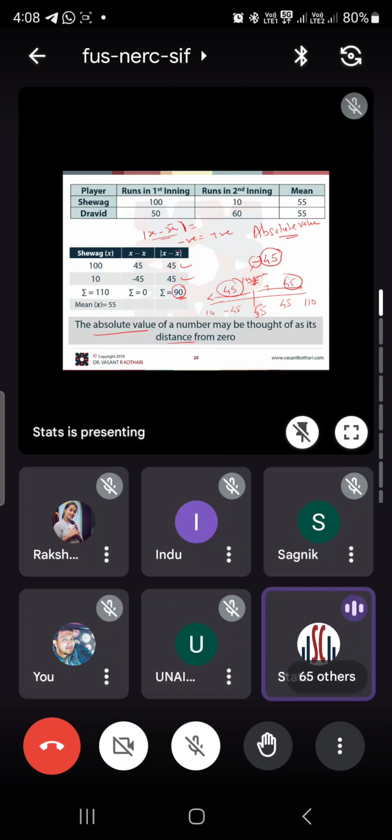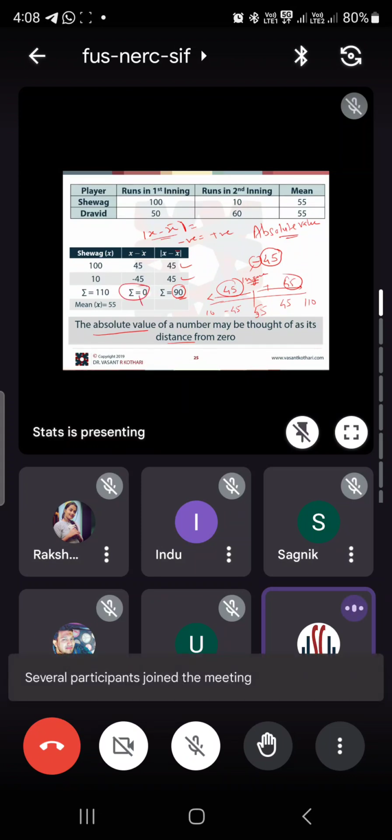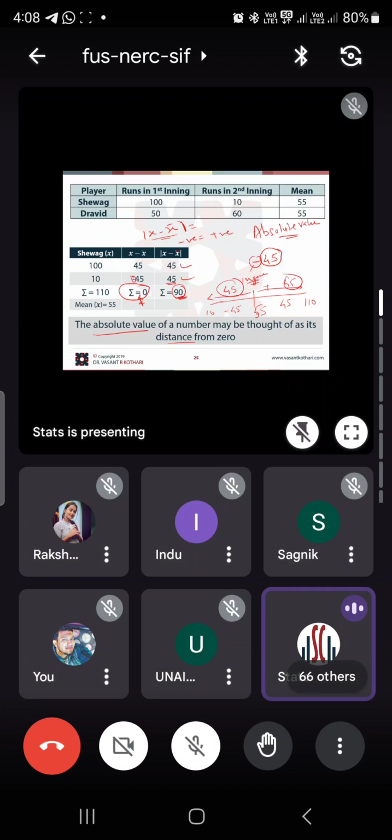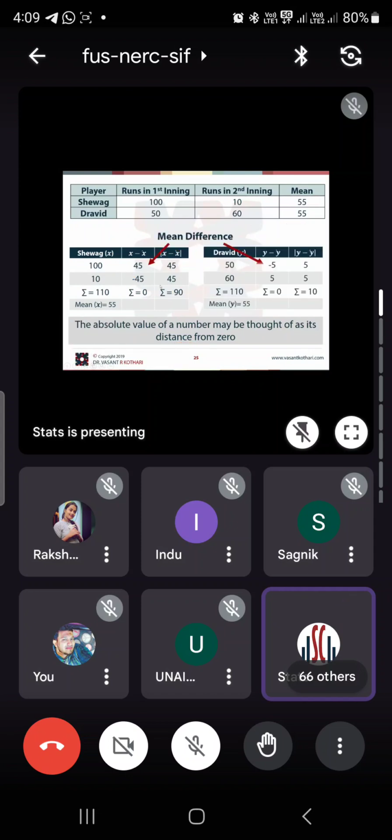And why do we do that basically? Because this total is a 0. We can't do anything with the 0. So we ignore the negative sign, we add the numbers and we get this 90. Now we can perform some mathematical function on this 90. Okay, so this is what the mean difference, this 90.